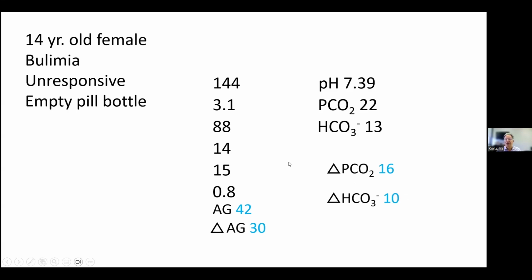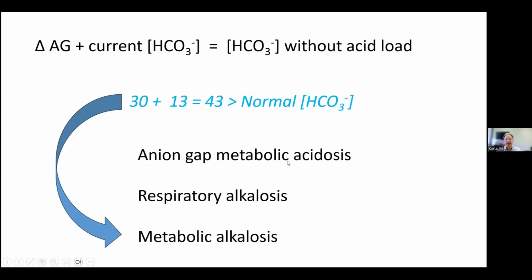Okay, so what is going on here? Well, again, we have an elevated anion gap, so we add that to the current bicarbonate to get the bicarbonate without the acid load, and we end up with a bicarb of 43, not 24. So clearly, there's another acid-base disorder in this patient that's raising the bicarbonate. Now, what else might be going on here? Why do we have a triple acid-base disorder? We have three different acid-base disorders in the same patient.